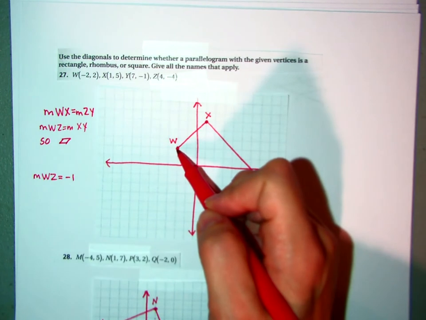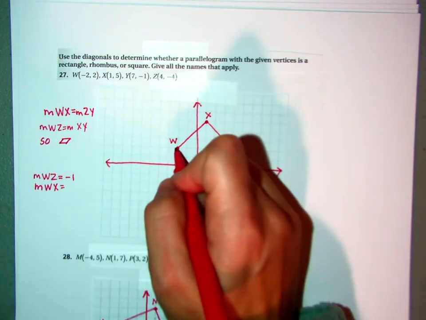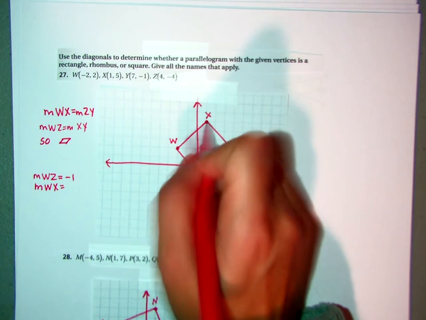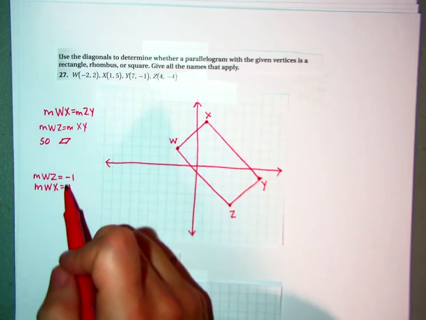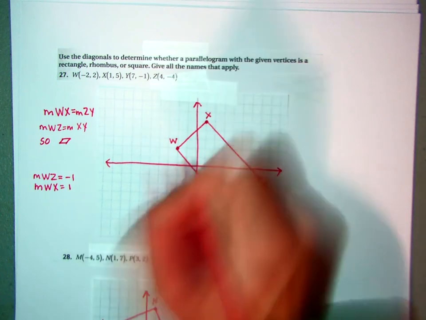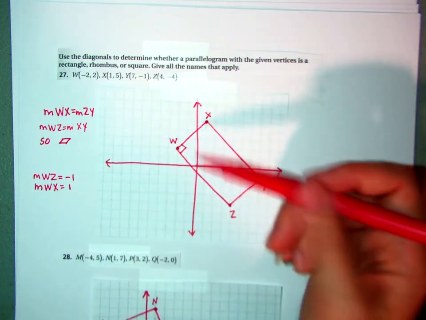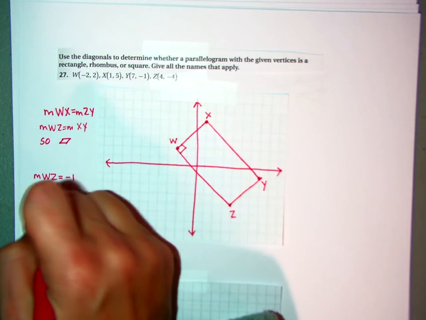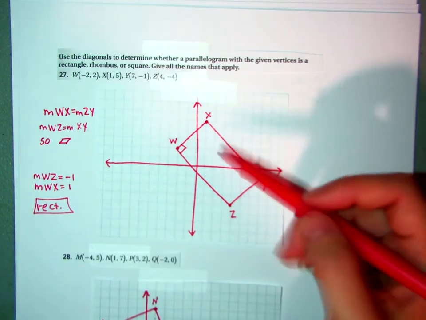Let's look at the slope of WX. That was going to go up 3, to the right 3, which 3 over 3 is +1. So these slopes are both opposite and they're reciprocals of each other. So that does mean we have a right angle in there. What you'll notice is that we do have a rectangle here because of that, but it cannot be a square.